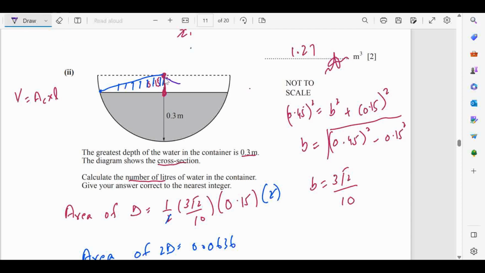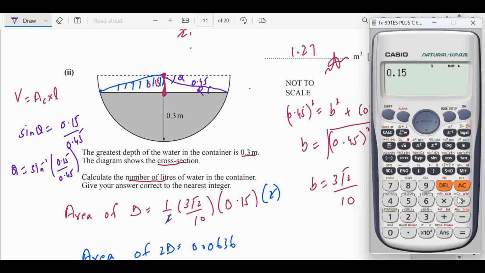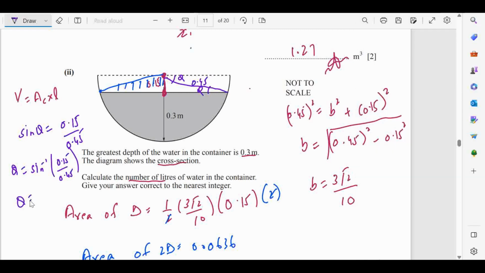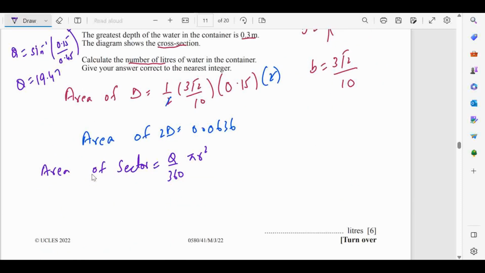So this is the shape, and this angle is theta. It means that this angle will also be theta. We can easily find theta because this is 0.45 and this is 0.15. We can apply sine: theta equals perpendicular by hypotenuse, hence theta equals sine inverse of 0.15 divided by 0.45. Taking the sine inverse of the answer gives 19.47. So theta will be equal to 19.47.